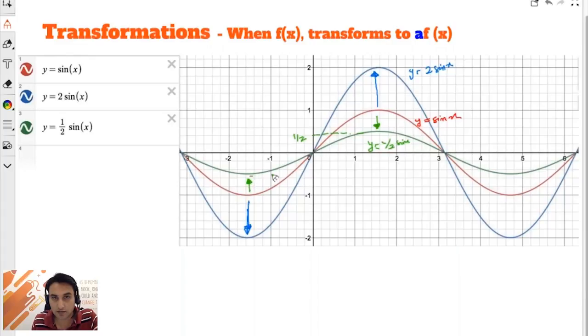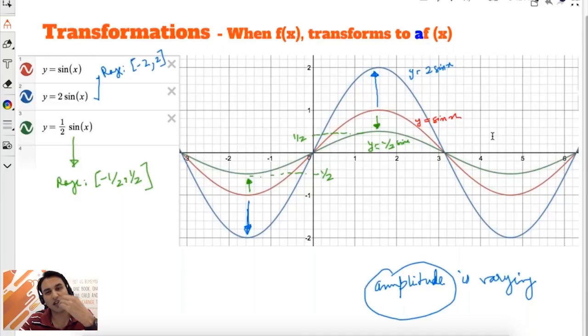And this is half. So what will its range be? Its range will be half. Yeah, the sound is loud, the sound is feeble. Yes, feeble, good. Softer, feeble, yes, you are right. Okay.